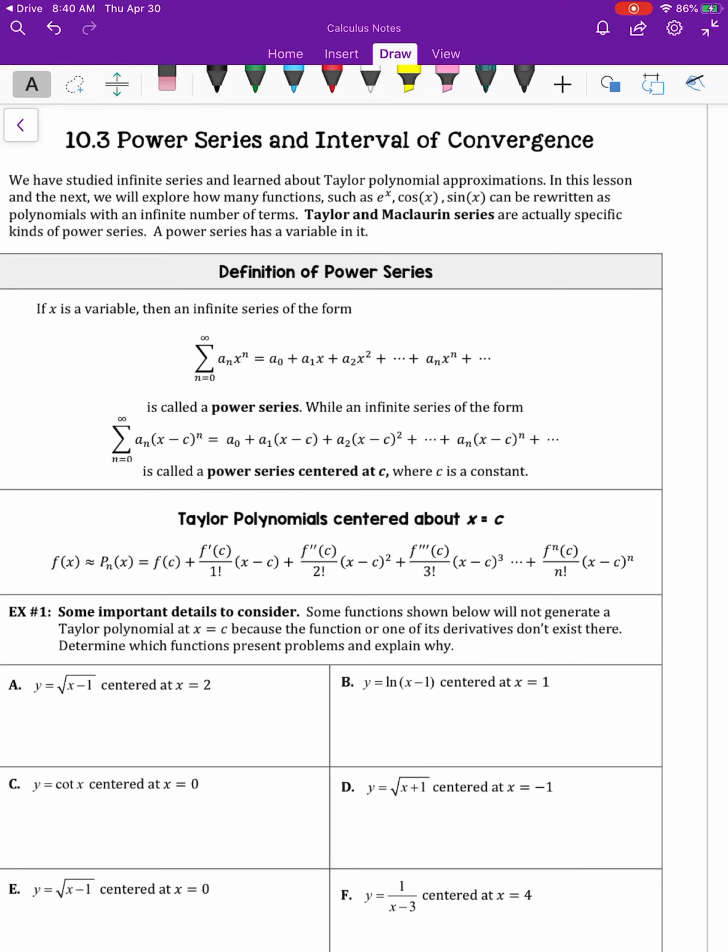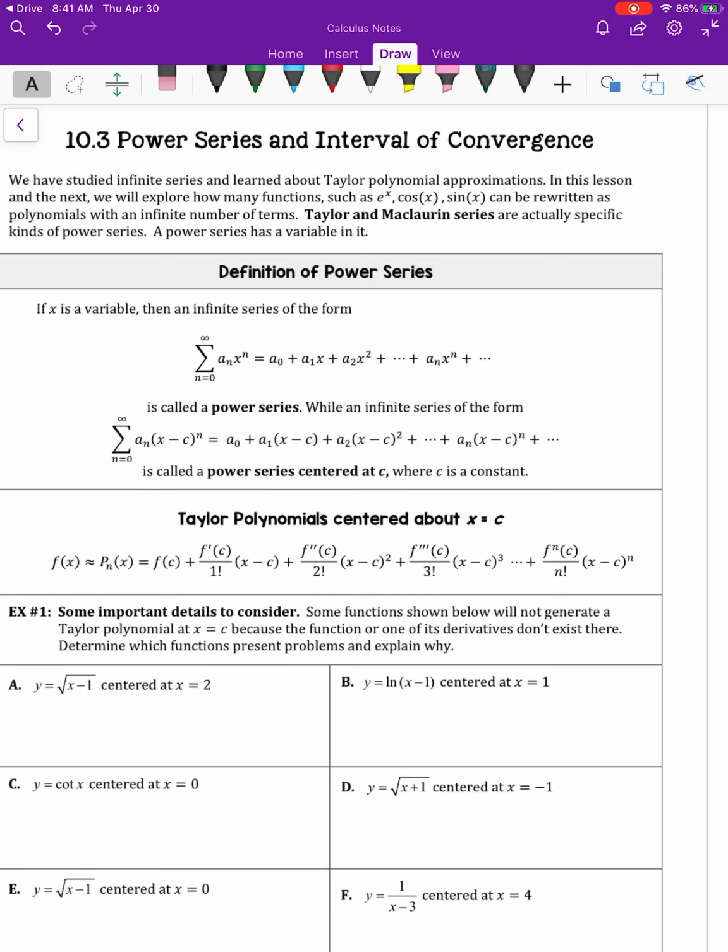Lesson 10.3, Power Series and Interval of Convergence. We have studied infinite series and learned about Taylor polynomial approximations. In this lesson and the next, we will explore how many functions, such as e to the x, cosine x, and sine x, can be rewritten as polynomials with an infinite number of terms. Taylor and Maclaurin series are actually specific kinds of power series.